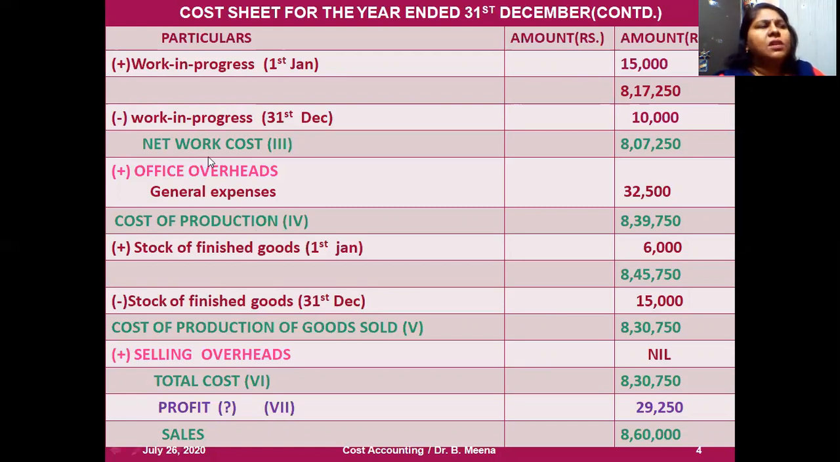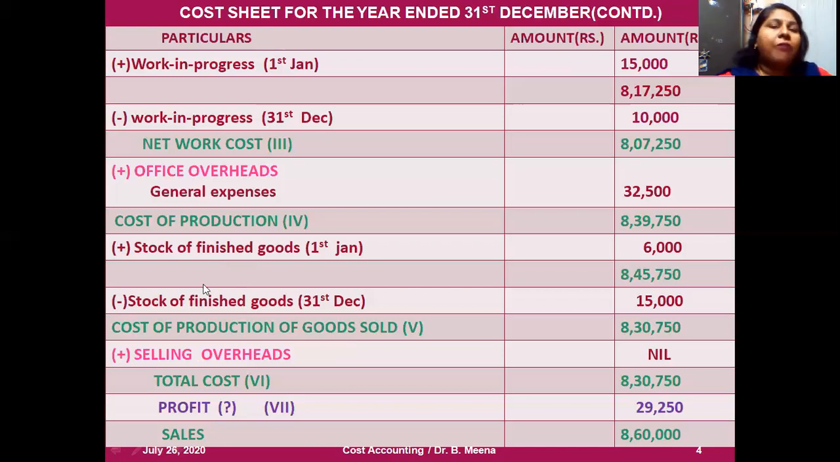Once you finish the work cost, the next calculation to be made is the cost of production, by considering the office overheads. After getting the cost of production, look into the problem. Is there any amount given for the opening stock of finished goods or closing stock of finished goods? If it is given, opening is to be added and closing to be deducted to know the cost of production of goods sold. If nothing is given in the problem about the opening stock of finished goods as well as the closing stock of finished goods, then there is no need of calculating cost of production of goods sold. Straight away you can add the selling overheads.